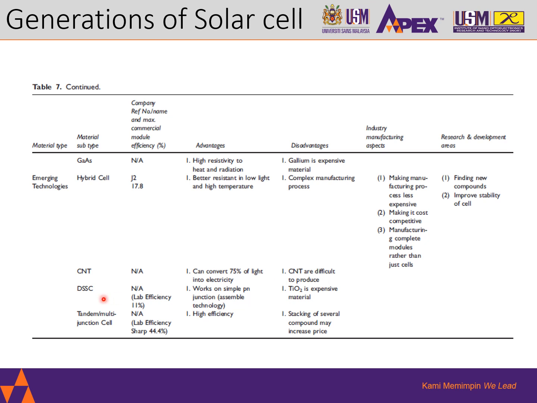In terms of DSSC, the lab efficiency is around 11%. It works on a simple PN junction assembly technology. That's the advantage. However, TiO2 is an expensive material. And the tandem multi-junction solar cell has a very high lab efficiency, around 44%. The advantage, of course, is high efficiency. However, because of the tandem structure, it is going to be very expensive.